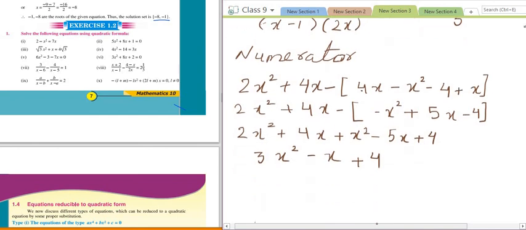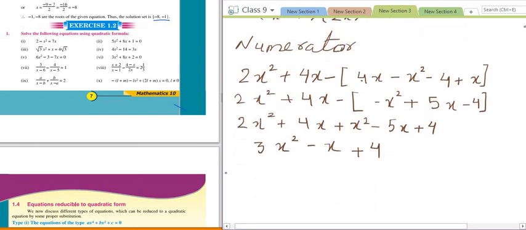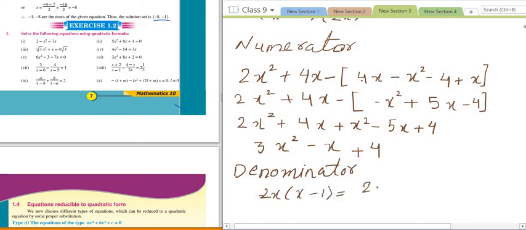What about denominator? Denominator is 2x into x minus 1, which is 2x square minus 2x. Clear? You can also write the numerator like this or this, both have same meaning.